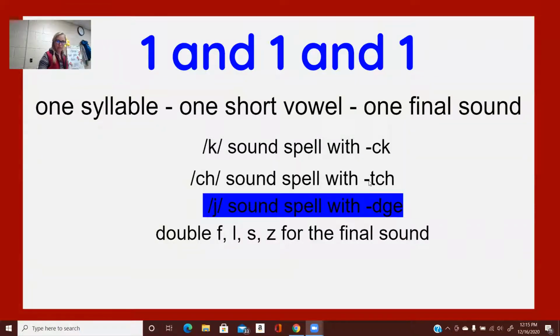One thing before we get started, we've talked about how do we know when to use DGE at the end of a word. We use DGE when we follow the 1, 1, and 1 rule. This also was talked about on Monday. If we have one syllable, one short vowel, and one final sound, and we're going to review this in our dictation, we would use the letters D, G, E at the end of the word. Let's get to a little practice, and then this will become more clear for you.